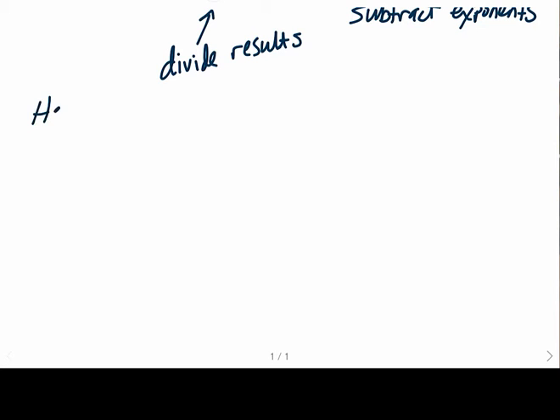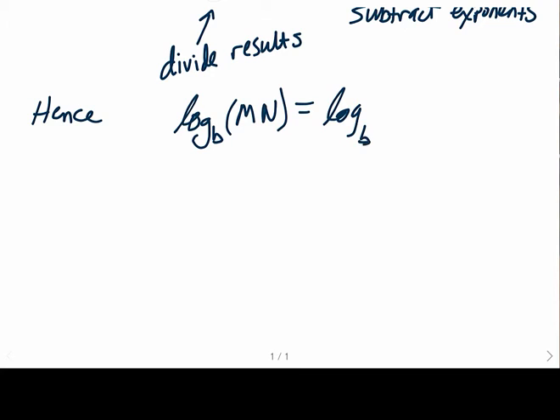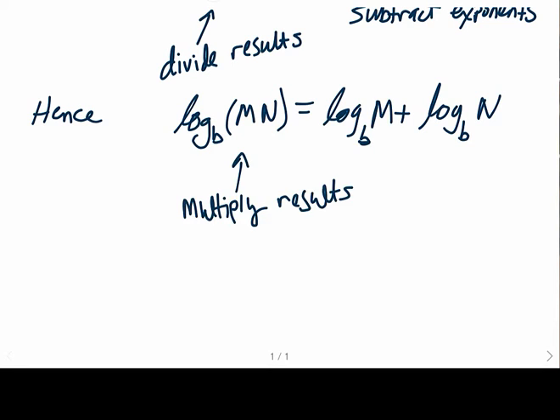Based on what we just saw, we can say, hence, the log base b of m times n is equal to the log base b of m plus the log base b of n. Now, what does this have to do with what we just saw? Well, when we multiply results, we add exponents. Because remember, a logarithm is an exponent. I'll call that property 1.